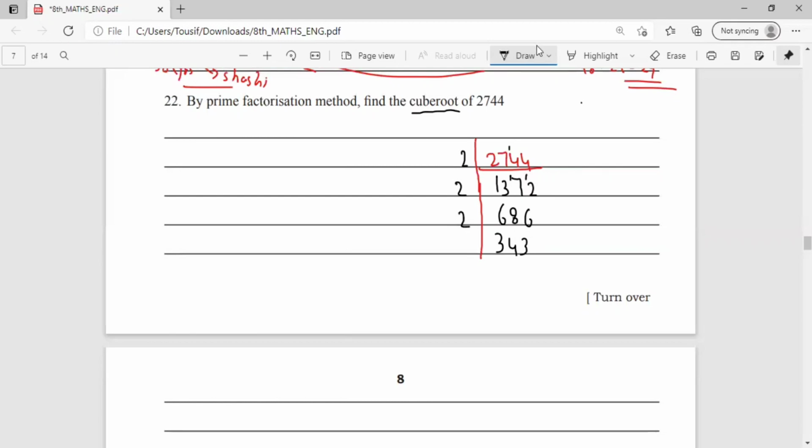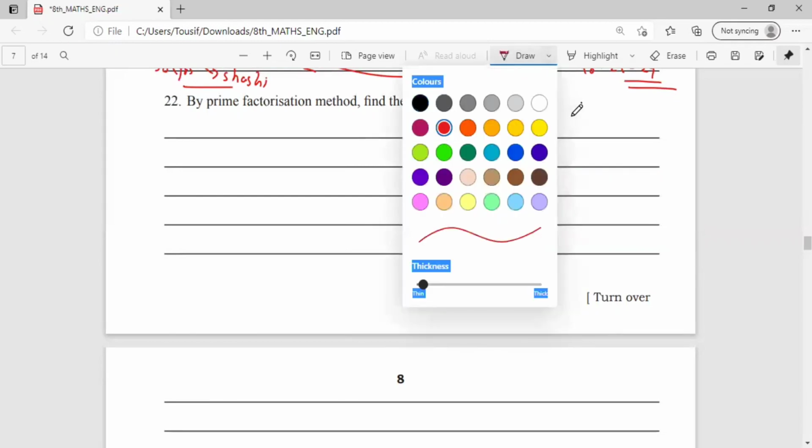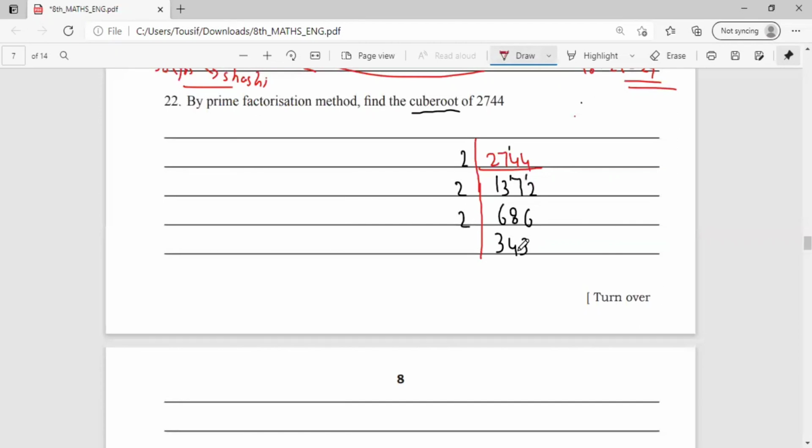Now there is no possibility of continuing with the same factor, because the last digit is 3 and 3 is not divisible by 2. So I'll go with some other factor, that is 7. 7 fours are 28. 34 minus 28 gives 6, so I write down 6. Then 63: 7 nines are 63. 7 sevens are 49 and 7 ones are 7. That's complete.